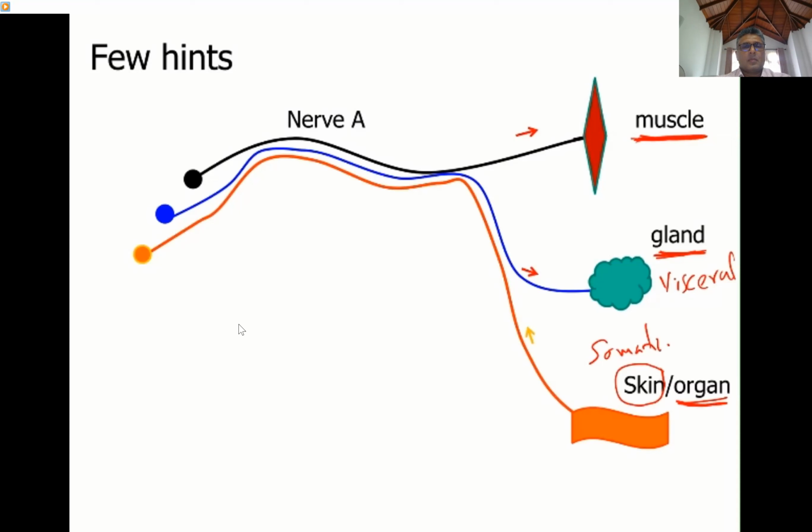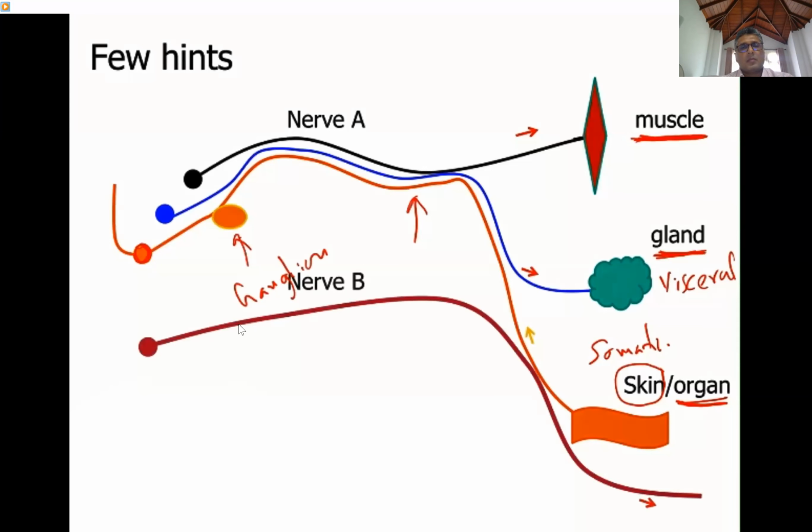And the other thing is, as we have discussed before, the first order neurons of the sensory nerves in the head and neck region have their cell bodies outside the brain in the form of a ganglion. And the cell bodies of the second order neurons will form the nucleus of the sensory nerve within the brainstem.